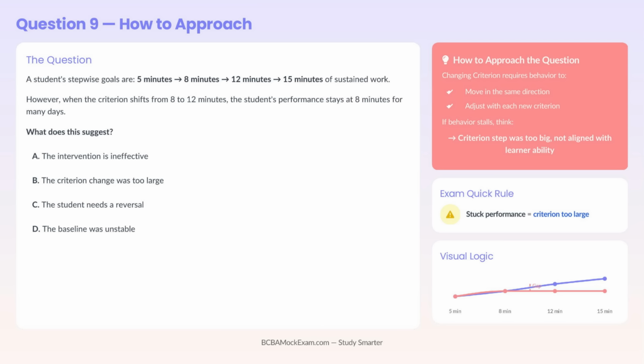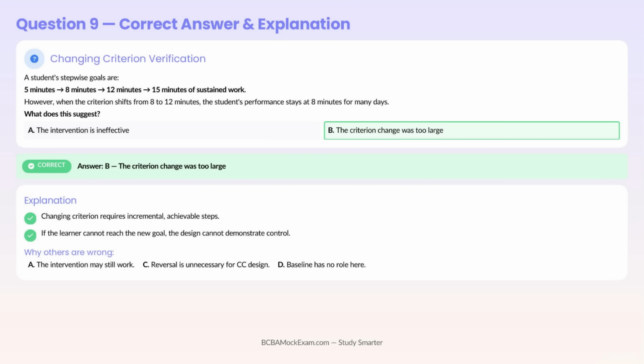Reversal is not needed here because changing criterion already demonstrates control when steps are appropriately sized. Baseline stability is not the main issue, since the problem occurs during the progression of criteria. The simplest rule is, when performance gets stuck, think about whether the criterion step is too large. The correct answer is B. The criterion change was too large.